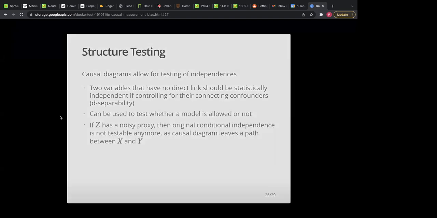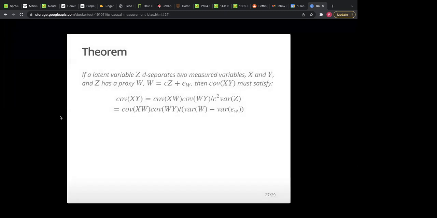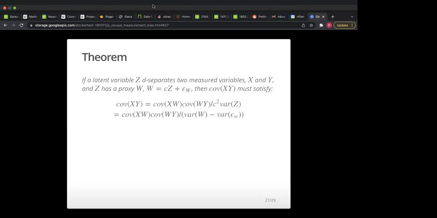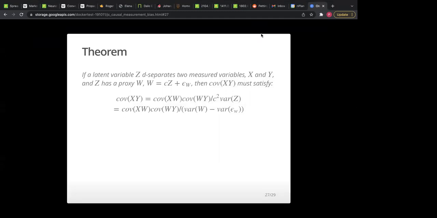He has, I think that's it. So next slide, yeah, next slide. So he has a theorem, and I think it still needs to be a linear system, but if you have a linear system with noise, then the covariance between X and Y is essentially a function of the covariance of your observable and all other observations.